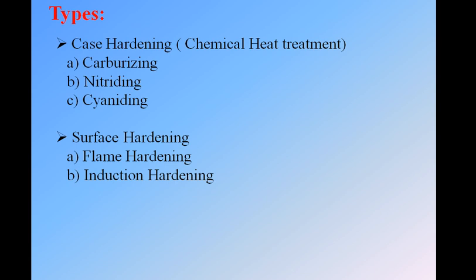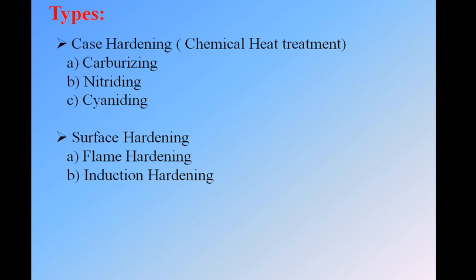Here when I say adding, it is not that simple to just take carbon and add it. In this process also we require a heating process, holding process and cooling process, so that we can add carbon and get the carburizing process, add nitrogen and have the nitriding process, add carbon plus nitrogen and get the cyaniding process. Okay, so these three processes are in our syllabus, and the last two are surface hardening. First one is flame hardening and second is induction hardening.